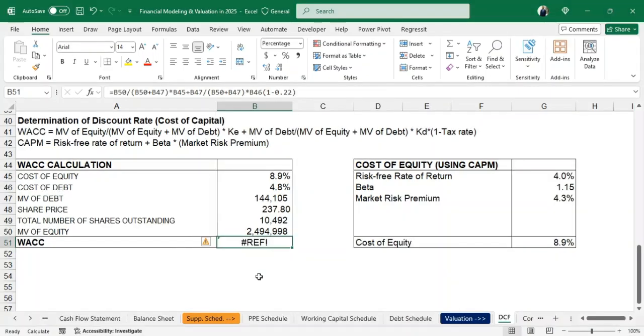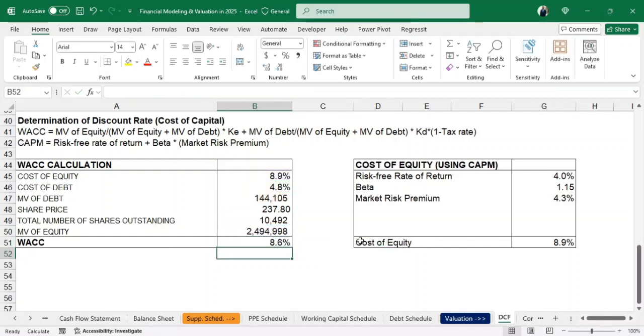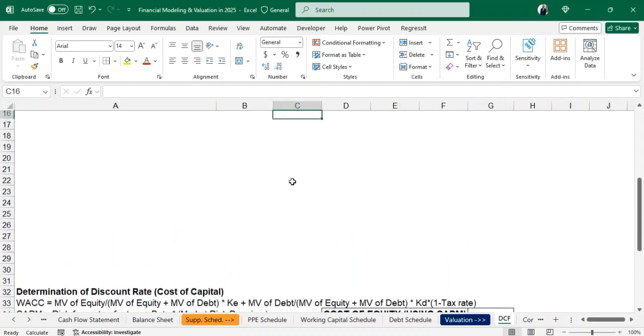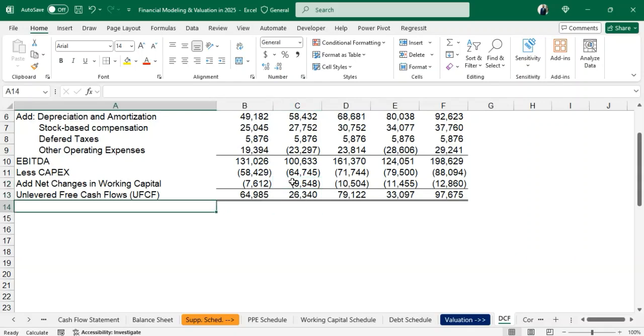Okay, so we can correct this reference error. I think there was a mistake here. So this is the cost of debt, and then we have to multiply it by 1 minus. So let me put my multiplication here and hit enter. So this is giving us 8.6%. So this is our WACC. All right. So now that we have gotten our discount rate, we can now go back to our unlevered free cash flows and do the discounting.